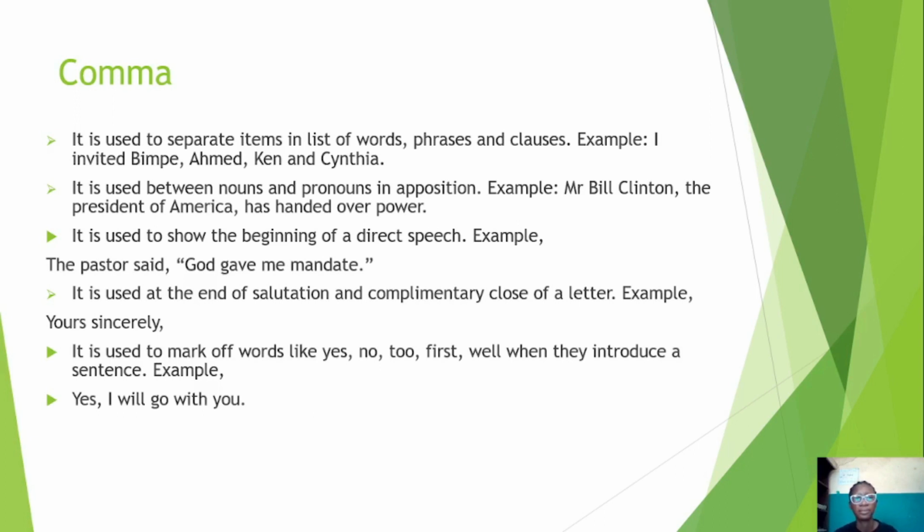Let's look at comma. A comma is used to separate items in a list of words, phrases, and clauses. For example, I invited Bimpe, Ahmed, Ken and Cynthia. We also use a comma between nouns and pronouns in apposition. For example, Mr. Bill Clinton is also the same person as the President of America. So this is adding information. Mr. Bill Clinton, the President of America, has handed over power.